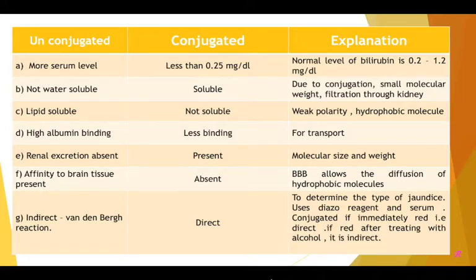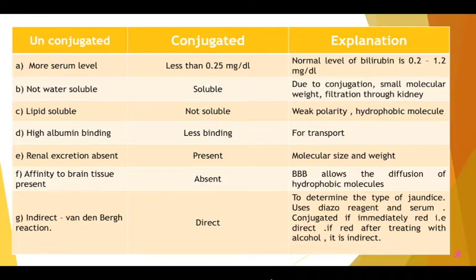Next is renal excretion, that is, transportation through the kidney. We already told that unconjugated bilirubin is water insoluble. Since it is water insoluble and has a large molecular weight and size, it cannot be filtered through the kidney. But conjugated can be filtered through the kidney.